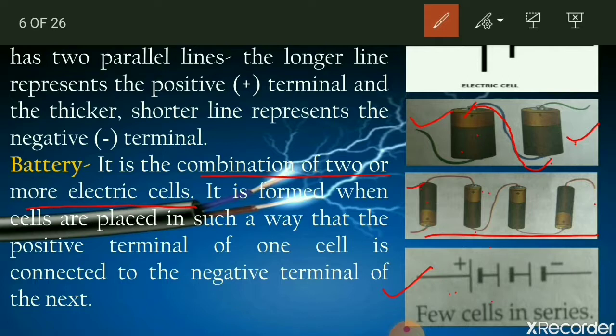But if some cells are there in a series, then it is a battery, and a battery is also a source of electrical energy. We all know batteries are used in torches, transistors, toys, remote controls and so many other places also.